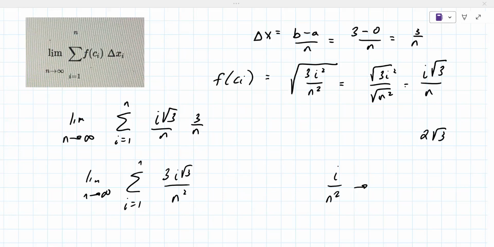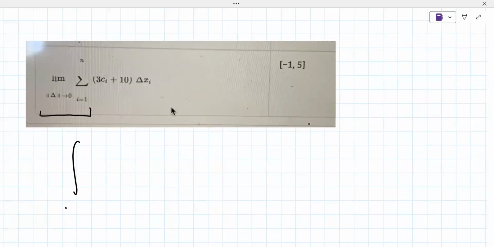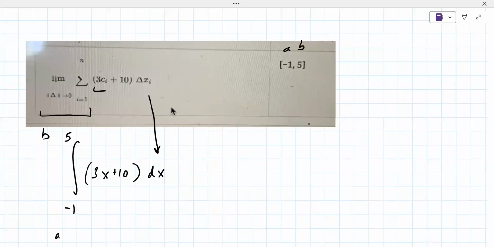So you'll notice a lot of similarities between what is written and what is given and then what is the answer. So in this limiting process, the sigma goes to an integral. And you can see that -1 and 5 come from over here, a and b. 3x plus 10, and then the delta x becomes a dx. That's literally it. So 12 is really similar.